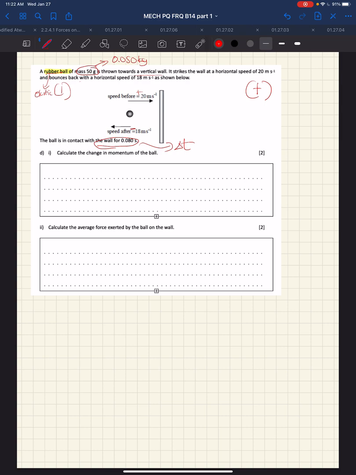So the change in momentum of the ball, the simplest way for us to do that is to say that the change in momentum is P minus P0, which is mv minus mv0, and we can factor out the m like so. And our mass is 0.050. Final velocity is minus 18, and the initial velocity is 20. So that gives us 0.050 times a negative 38, which is equal to negative 1.9 kilogram meters per second, and that is the change in momentum.